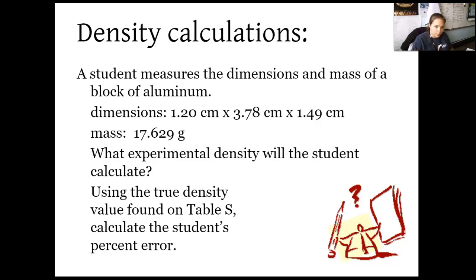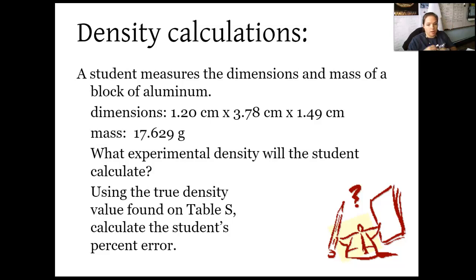My mass is 17.629 grams, so I'm going to get my density of 17.629 grams over 6.76 centimeters cubed. I'm going to punch it in just like this. 17.629 divided by 6.76 gives me 2.61. So 2.61, and it's going to be grams per centimeters cubed.